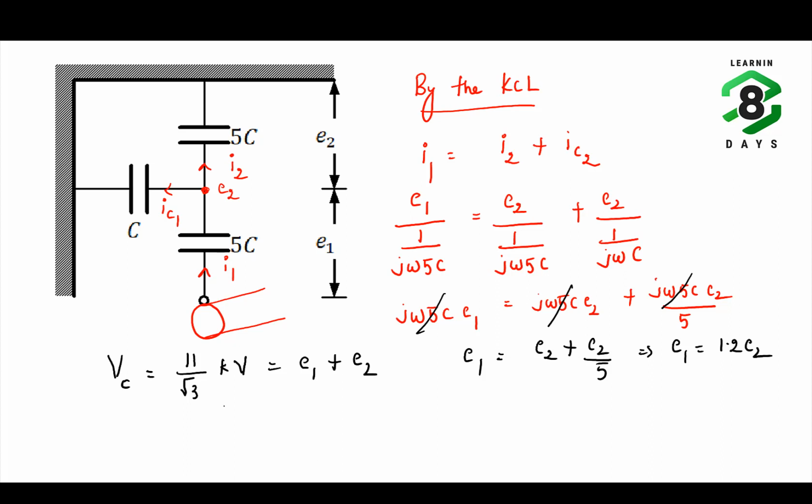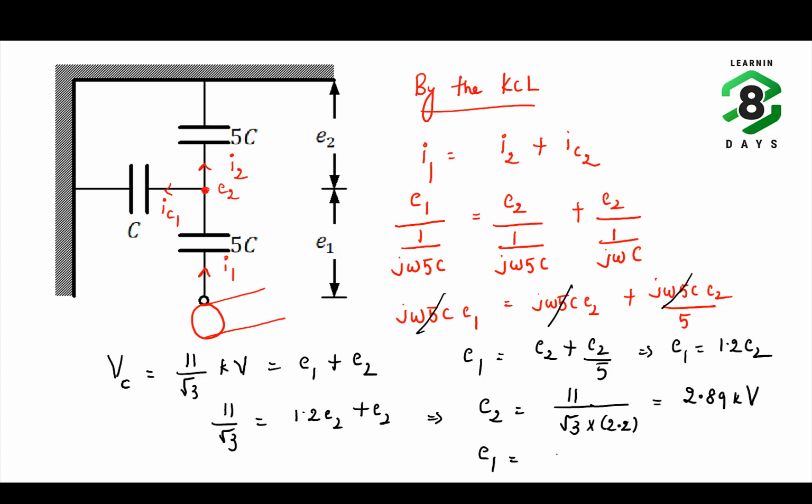So by solving this one, 11 by root 3 is equals to, instead of E1 I am substituting 1.2 E2 plus E2. So from this you are going to get E2 value is equals to 11 by root 3 into 2.2. So this value is how much? 2.89 kV. So this is E2.